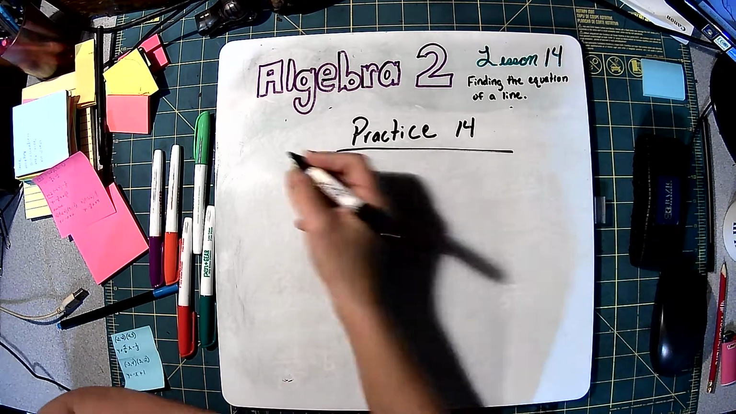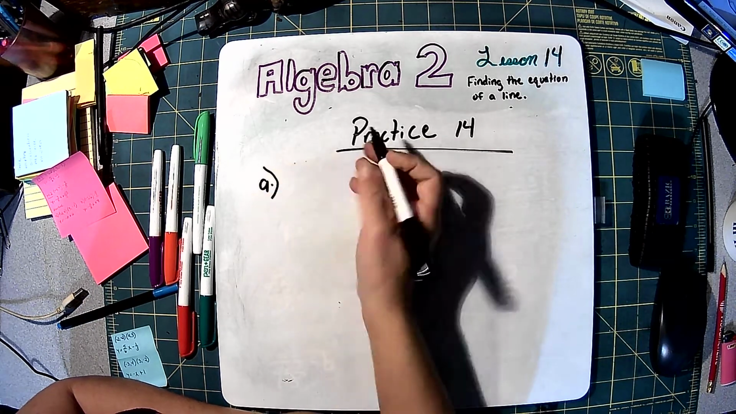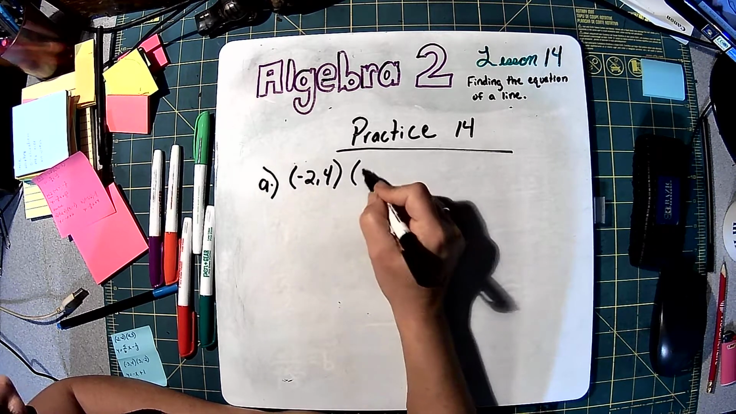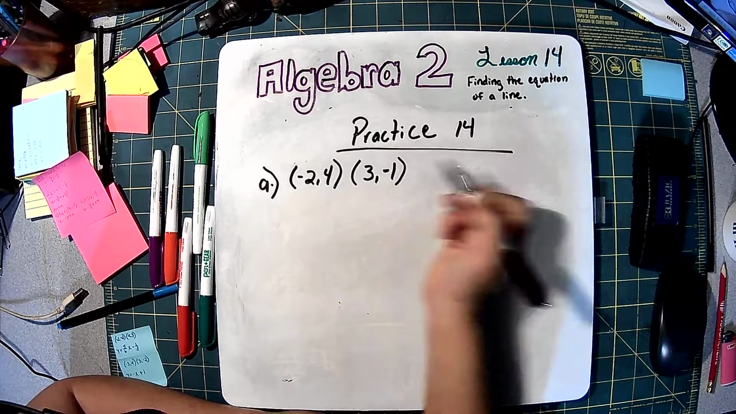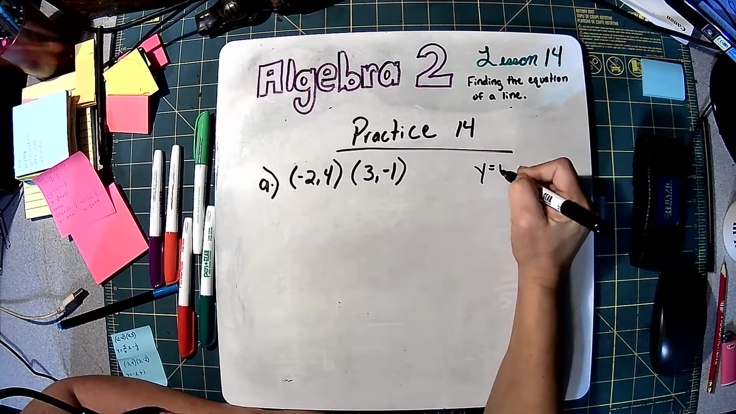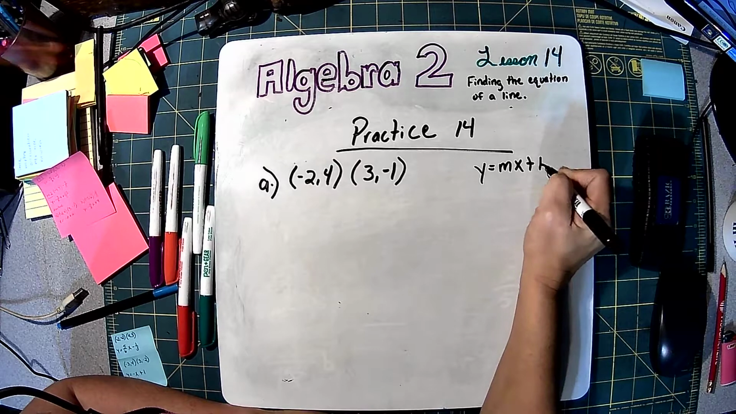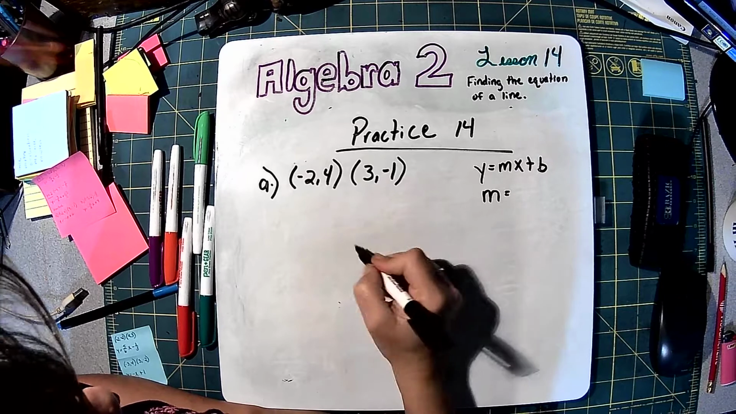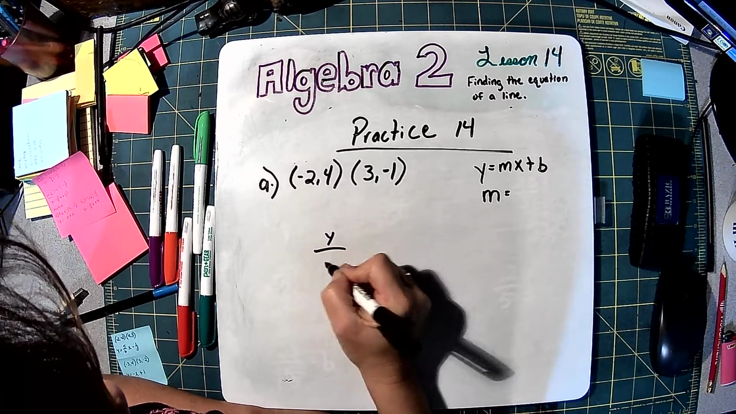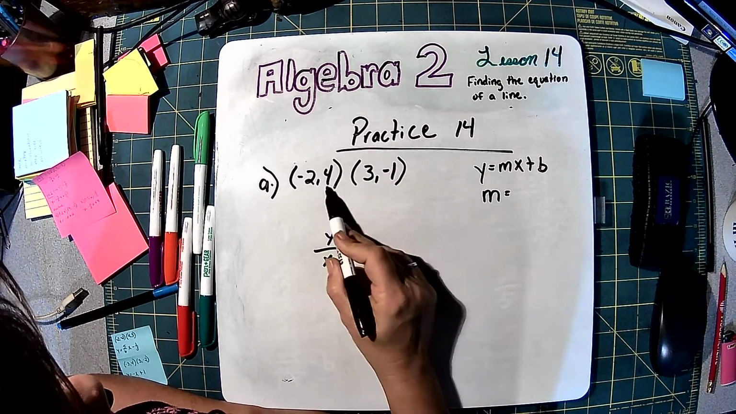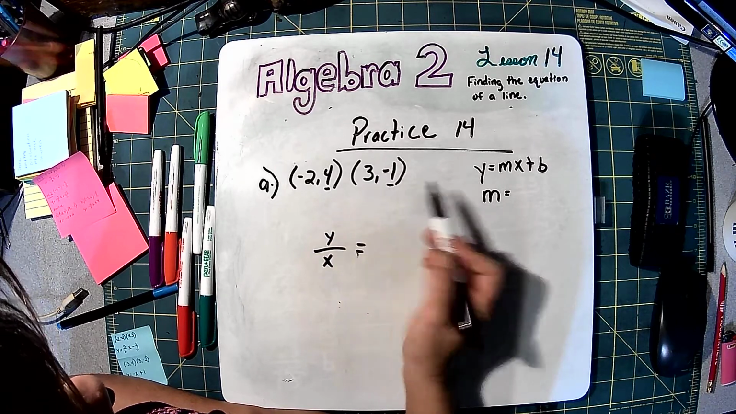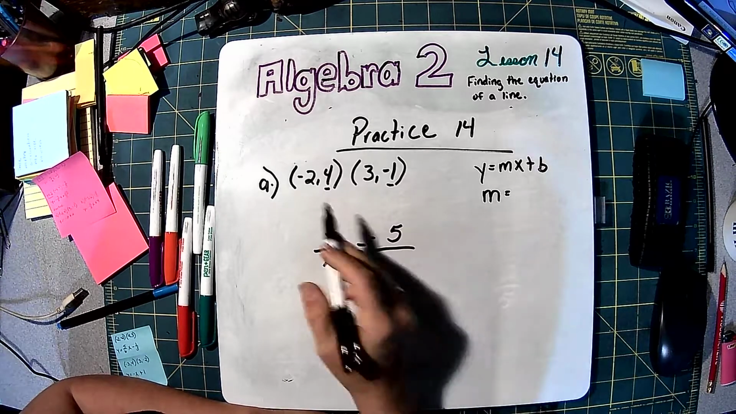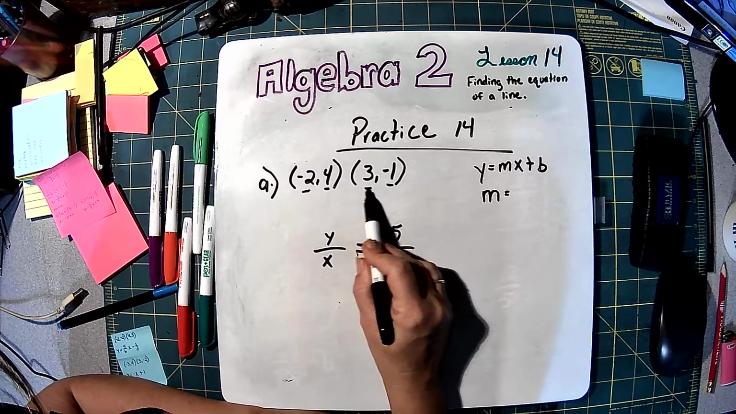Okay, so hopefully you worked all those. We're going to start with A, and A gives us 2 points, -2, 4, and 3, -1. And I know that my equation is y equals mx plus b, and the first thing I'm going to try to find is m. M is my slope. So I need my rise over run, so my change in y over x. So my change in y will be 4 to -1. I went down 5 spaces. My x will be -2 to 3.